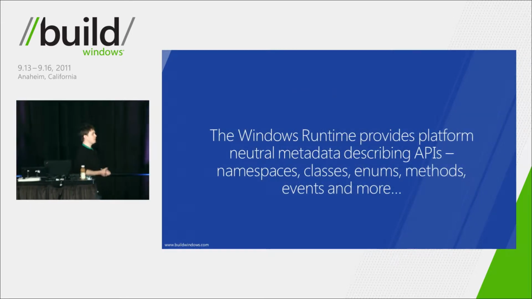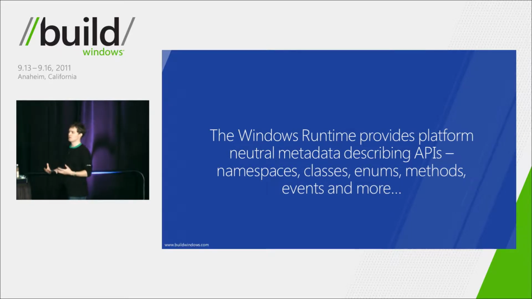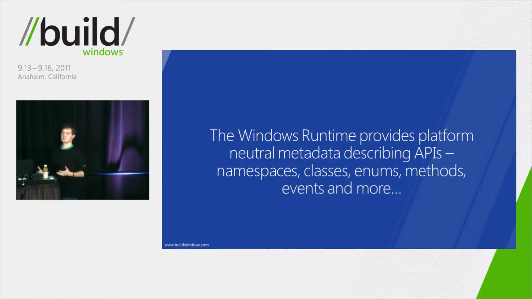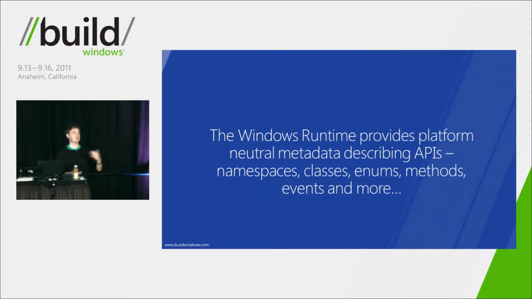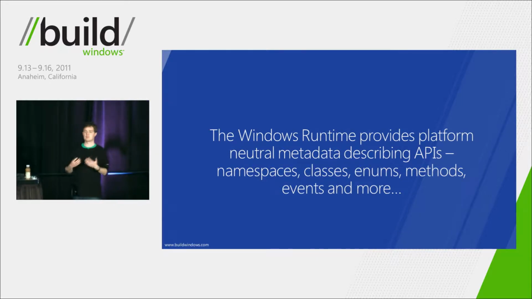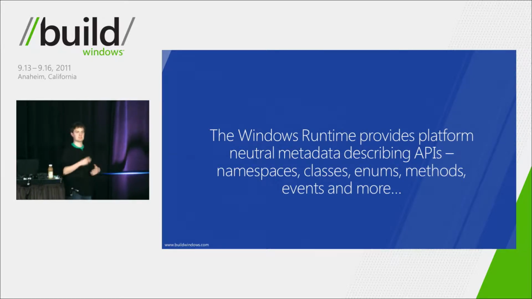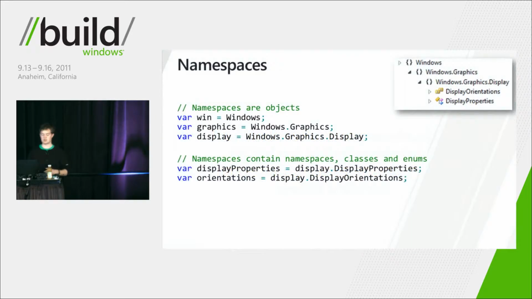The way that we make this possible is we make the Windows runtime APIs available using a platform-neutral metadata. So we describe all these APIs in a way that isn't bound to any one of these runtime environments and can be equally consumed from any one of them. That means the API needs to describe some of these concepts that are used in some of the strongly typed languages that run on this platform. So the Windows runtime describes concepts like namespaces and classes and methods and events. What we want to do is take those concepts and expose them to JavaScript in a way that's just as simple and familiar as what you have when you're working with anything else inside the JavaScript environment.